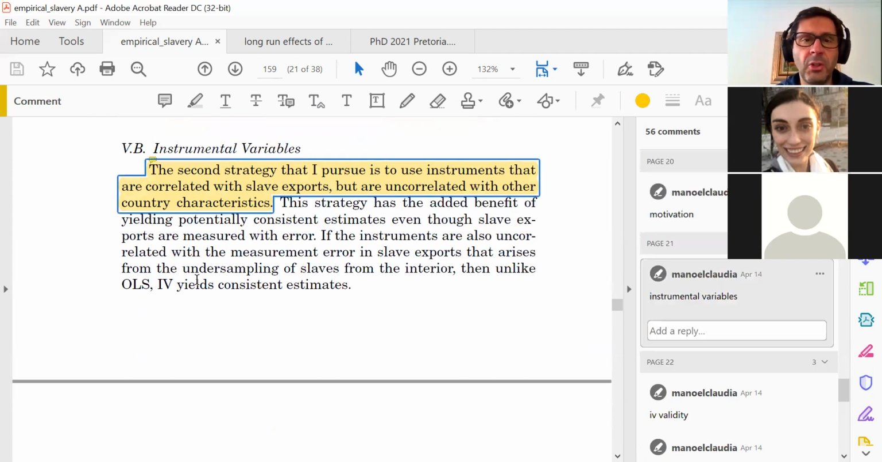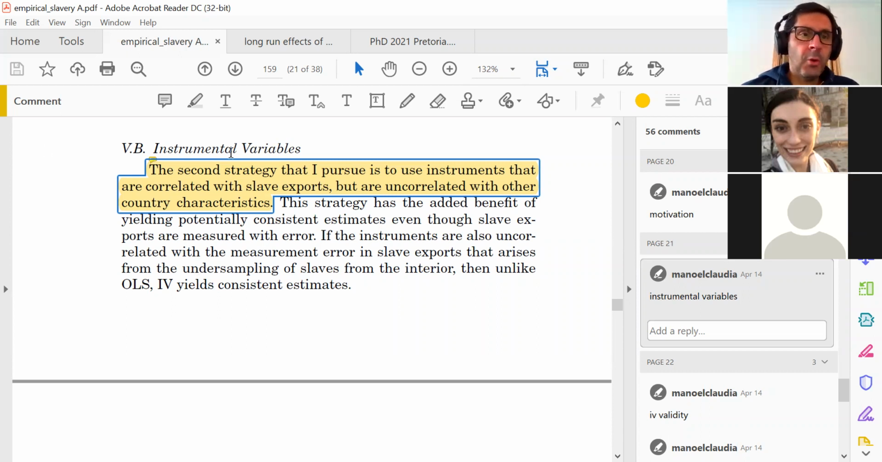IV's second strategy that he pursues is to use instruments that are correlated with slave exports. So remember, the characteristic of a good instrumental variable is that it is an extra variable that you are going to come up with. And this variable is correlated to your main independent variable that you believe to be endogenous, although it's supposed to be exogenous. The instrumental variable is going to provide this endogenous independent variable with some external power. It's going to help this variable to be exogenous again.